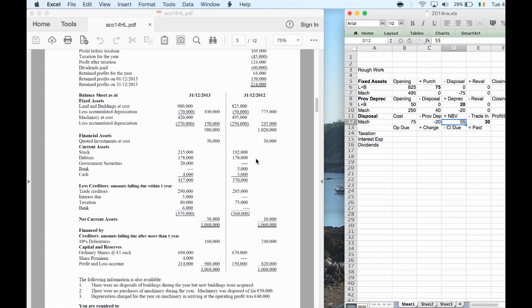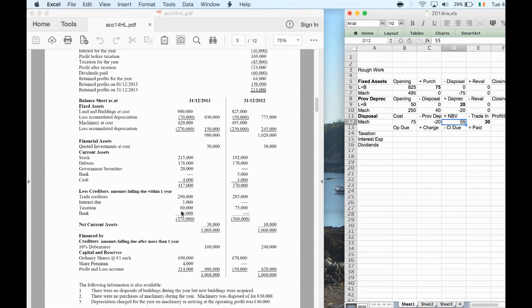Down to this here, so my taxation. So I'm looking over here at my current liabilities. My tax due at the beginning was 75 and at the end was 80. So we had 75 that we owed. We were charged up here 45 and we owe 80 at the end. So if we take the 80 away, the amount paid, we should have paid during the year 75 and 45, that's 120. We still owe 80, so 120 take away 80 means we paid 40 this year.